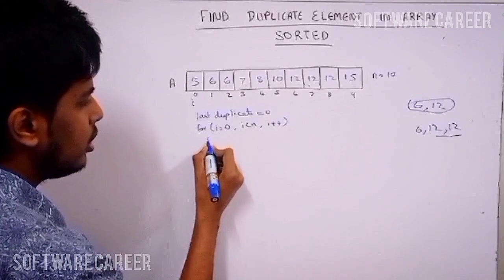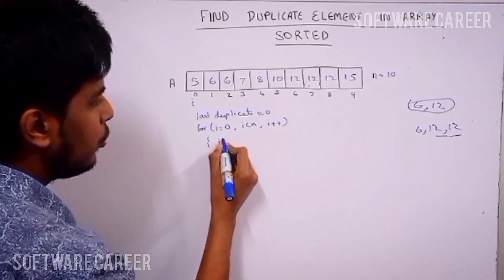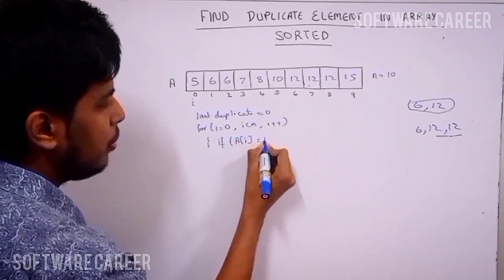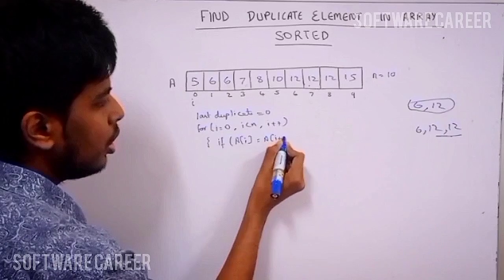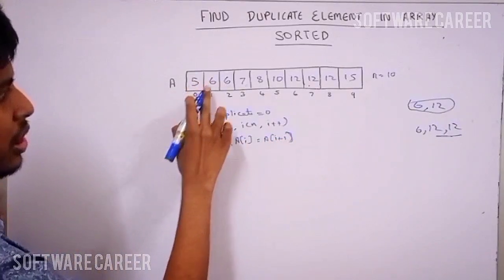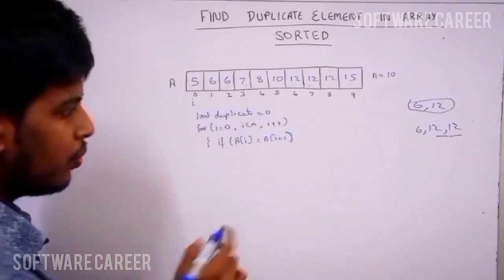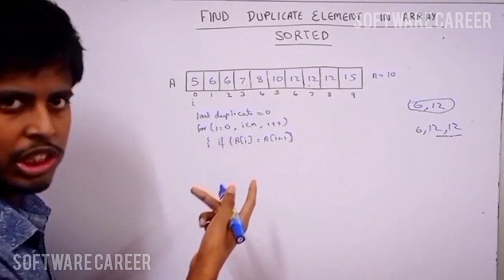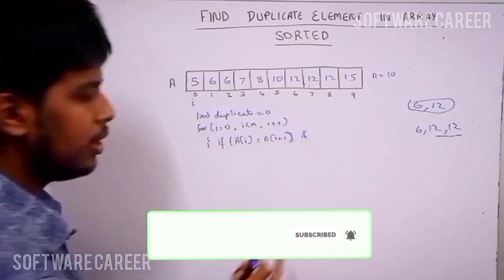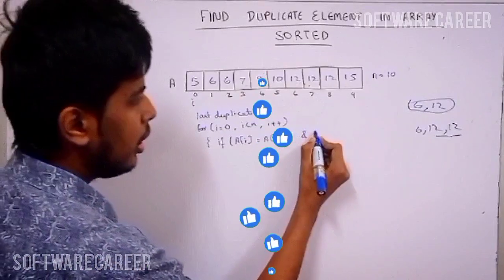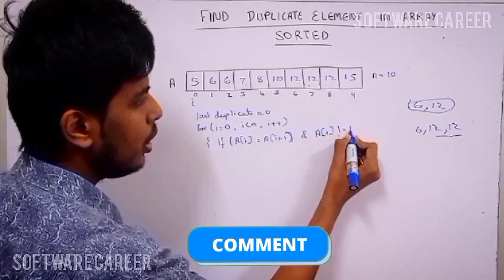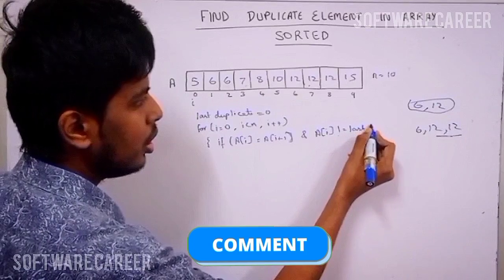Now I am writing the condition: if a of i equals a of i plus 1. What is this condition? I am checking whether 5 equals 6, whether 6 equals 6, like that. For duplicate elements I want to check, right? So I am writing this condition. And another condition also I am writing: a of i not equals last duplicate.